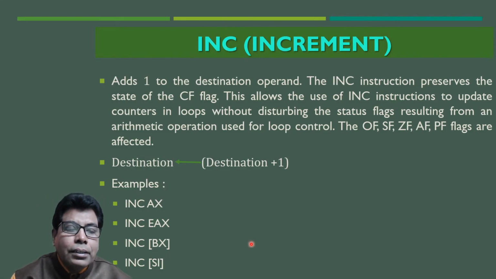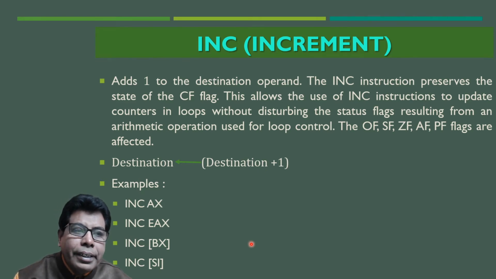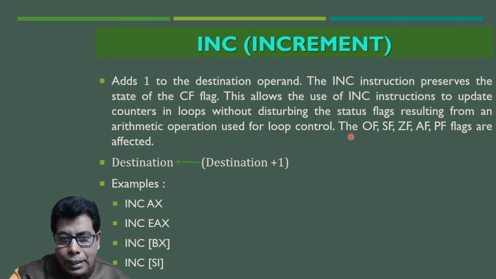Then the next instruction is INC, or increment. This will add 1 to the destination operand and it does not affect the carry flag; it preserves the carry flag. This shows the use of the INC instruction to update counters in loops without disturbing the status flag resulting from an arithmetic operation used for the loop control. Here, except carry, all other flags are affected. So destination plus 1 will be the destination.